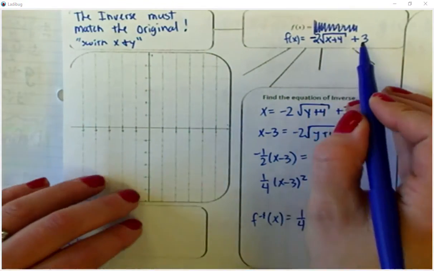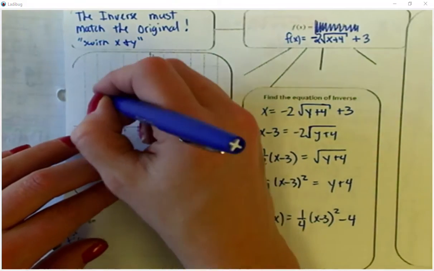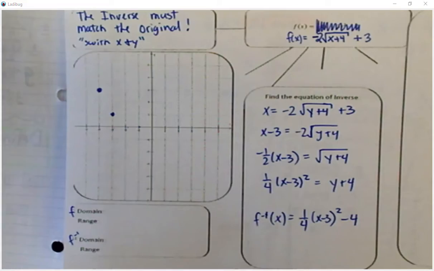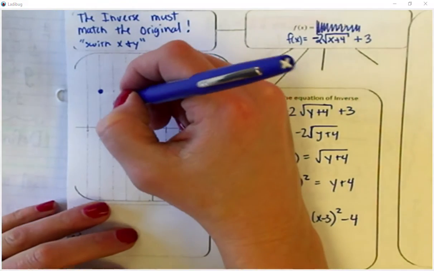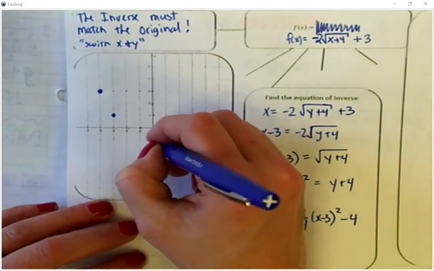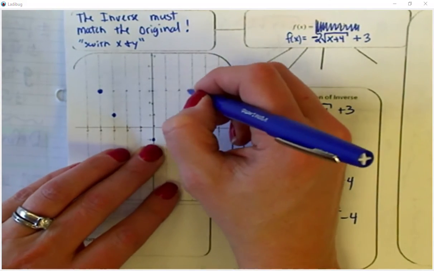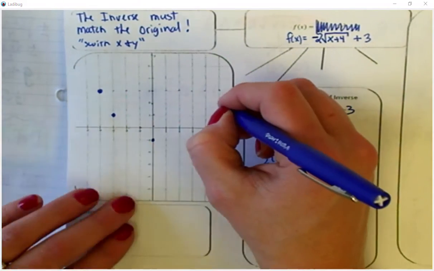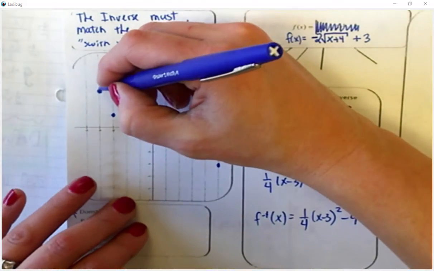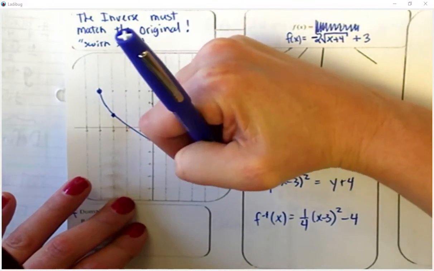Okay, so left 4, up 3. 1, 2, 3, 4, up 3. With a stretch of -2. So that's over 1, down 2. Over 4, down 4. Over 5, 6, 7, 8, 9, down 6. 1, 2, 3, 4, 5, 6. Okay, so here are my points.